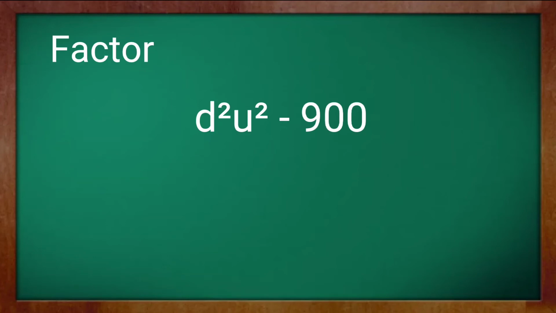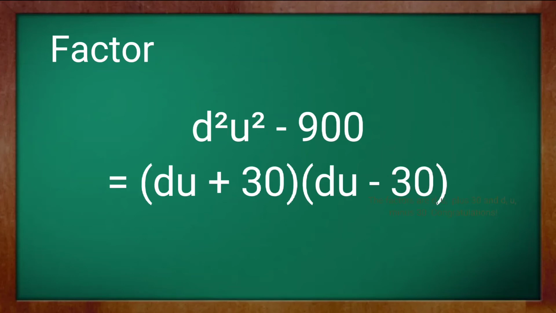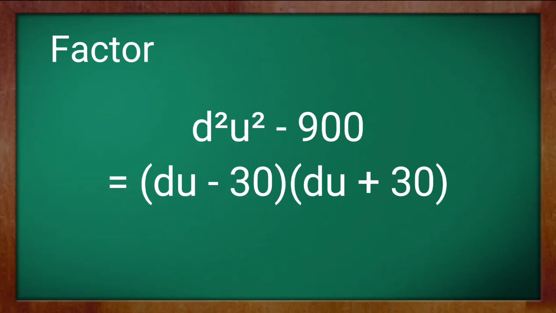Try this. Factor d squared u squared minus 900. The factors are d u plus 30 and d u minus 30. Congratulations! d u minus 30 and d u plus 30 is also correct.